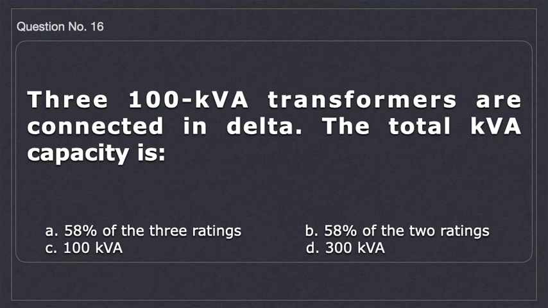Question number 16. Three 100 kVA transformers are connected in delta. The total kVA capacity is A. 58% of the 3 ratings, B. 58% of the 2 ratings, C. 100 kVA, D. 300 kVA. Answer: D. 300 kVA.